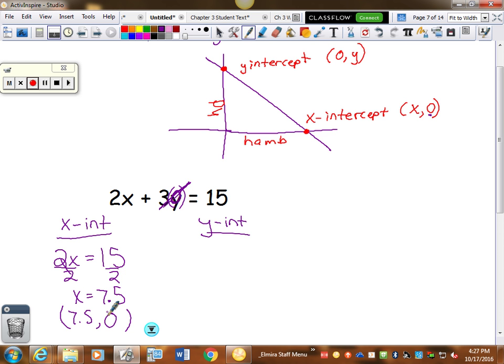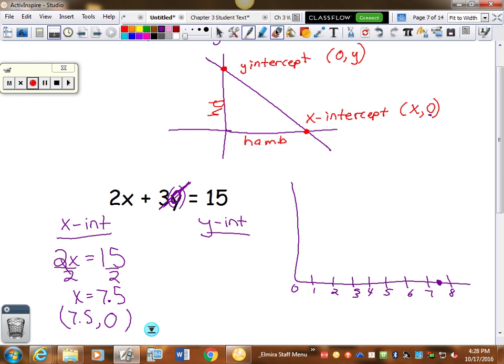And I'm just going to draw a really rough graph over here of this. 1, 2, 3, 4, 5, 6, 7, 8. Here's 7, here's 8. 7.5 would be about there. So I'd put a dot there. Then I'd do the y-intercept.